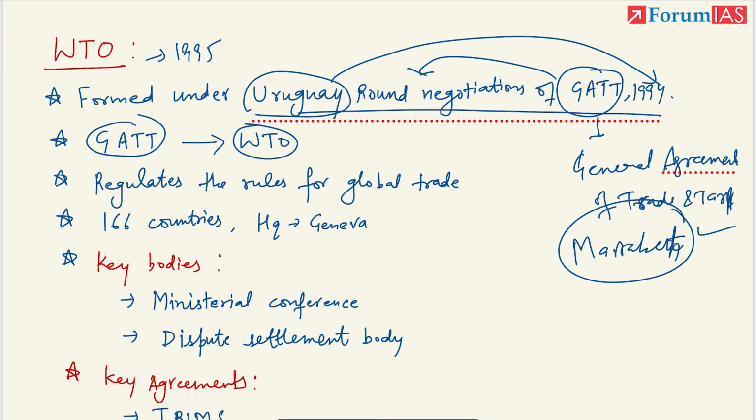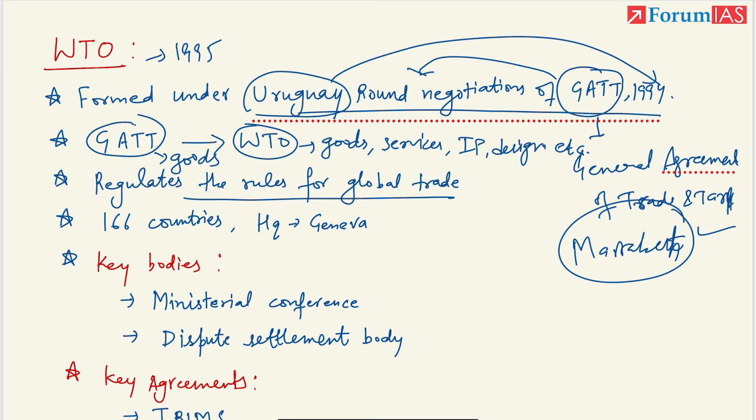There is a major difference between the two. GATT used to look after only trade in goods, but WTO looks after trade in goods, services, even intellectual property rights, designs, etc. So it is more expansive. WTO basically regulates the rules for the global trade. It has various mechanisms to regulate the rules. Its headquarters is in Geneva, and 166 countries are the members.